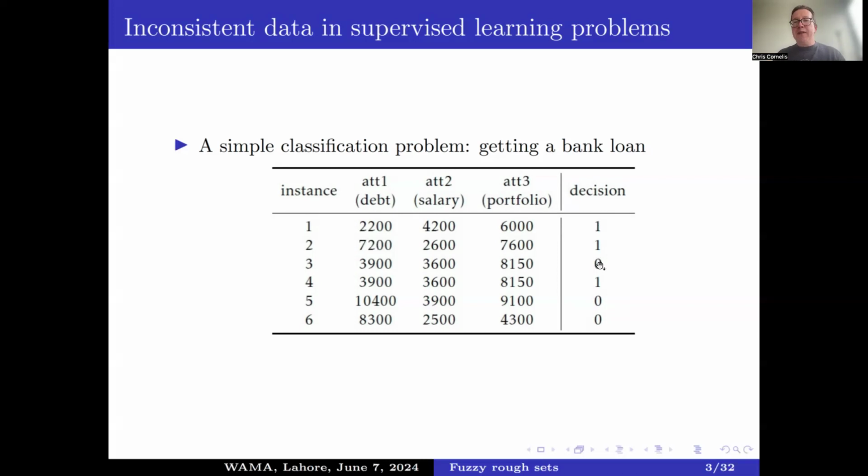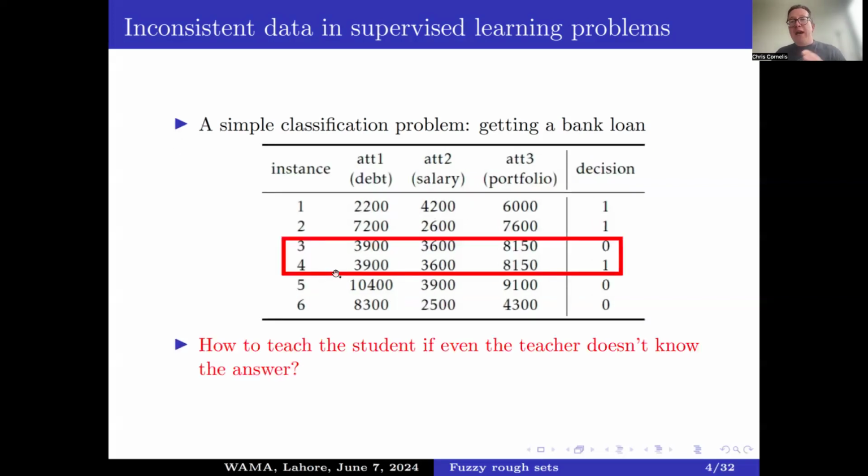So the typical problem in supervised learning is, based on this information, on this training data, to train a classifier which for new customers will predict whether a client will get the loan or will not get it. Now, if we look at this data, we immediately can see a problem, because number 3 and number 4 have exactly the same values for all 3 attributes, but they still have a different decision. So that poses a basic problem for a supervised machine learning algorithm, because how should you teach a student if even the teacher cannot say what's the right answer in a specific situation?